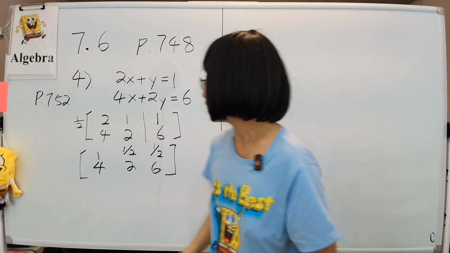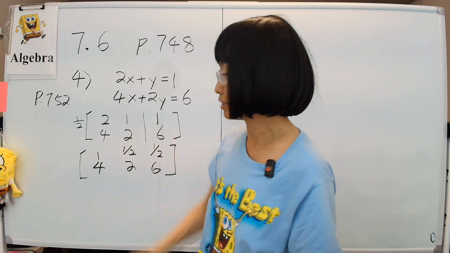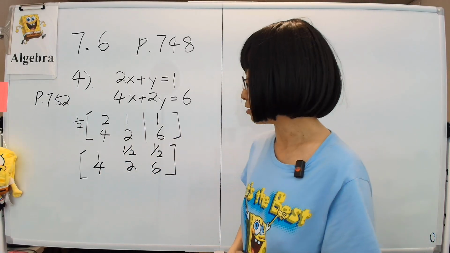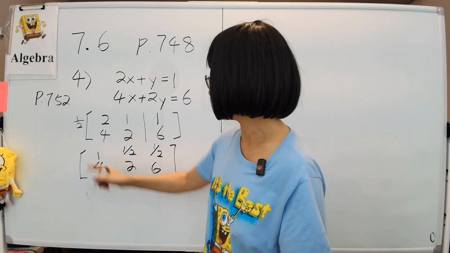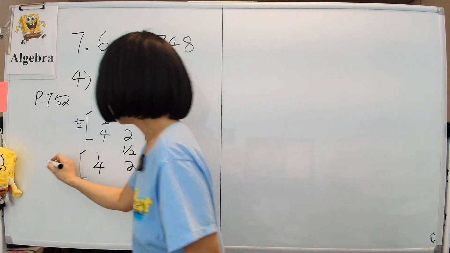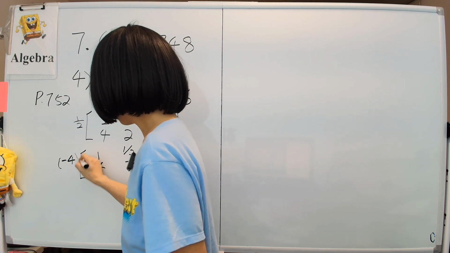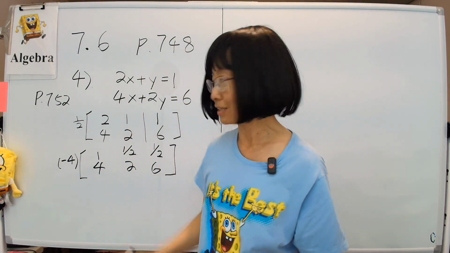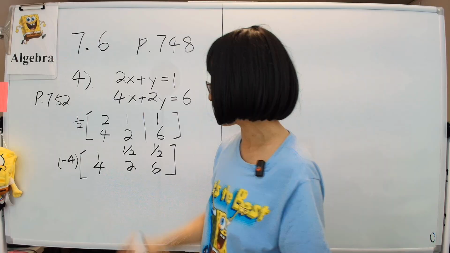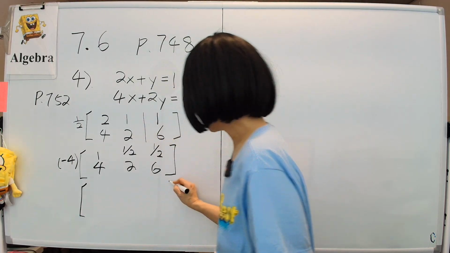So the next step is that we have to reduce everything under the 1 to 0. To do that, we're going to take the first row, multiply it by minus 4, and then add it to the second row. That should do it, right? 1 times minus 4, add 4, that'll give us 0. So that is what we're going to do.